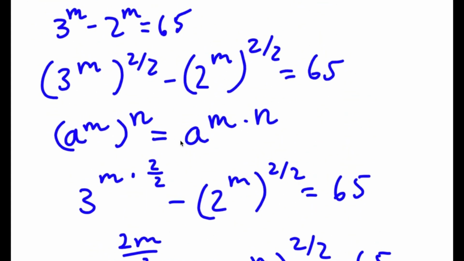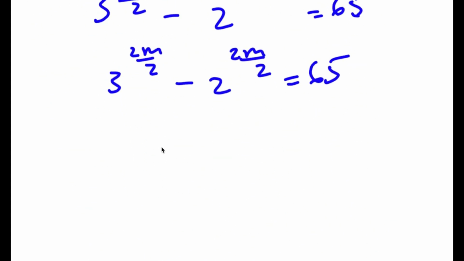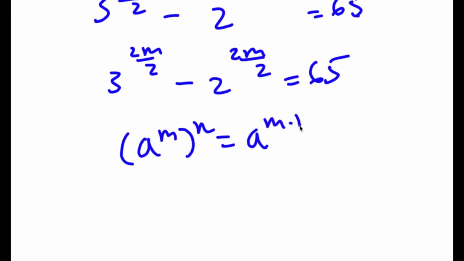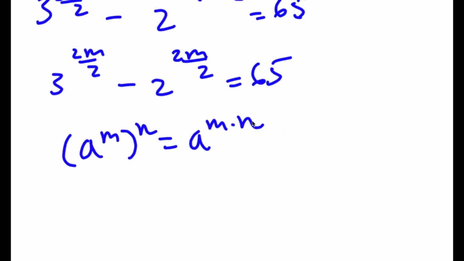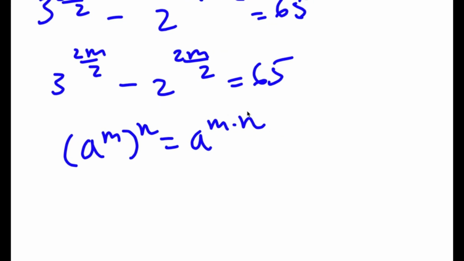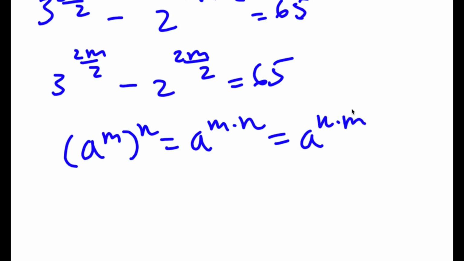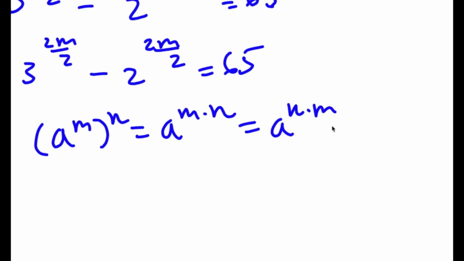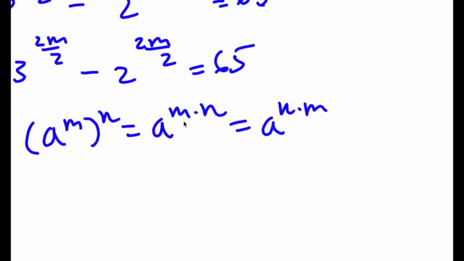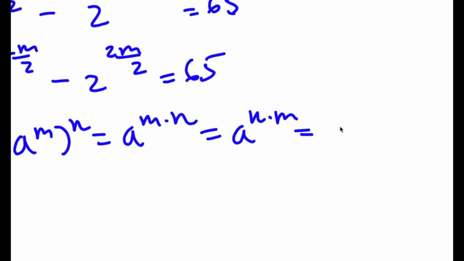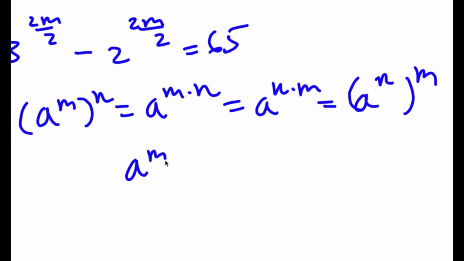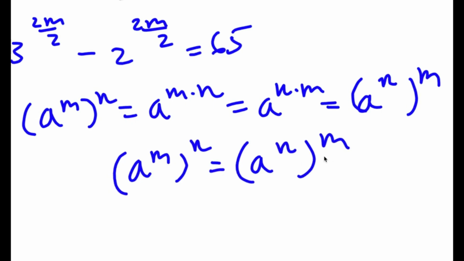Now remember, if I have something in the form a to the power of m to the power of n, this is equal to a to the power of m times n, right? And m and n here are interchangeable, meaning m times n can also equal n times m, because for multiplication, order doesn't matter. So that means this is also equal to a to the power of n to the power of m. Meaning a to the power of m to the power of n is equal to a to the power of n to the power of m.